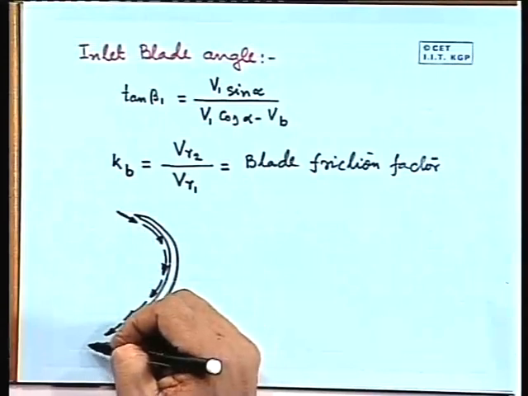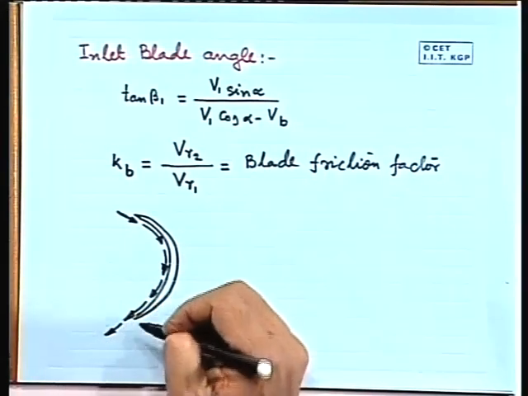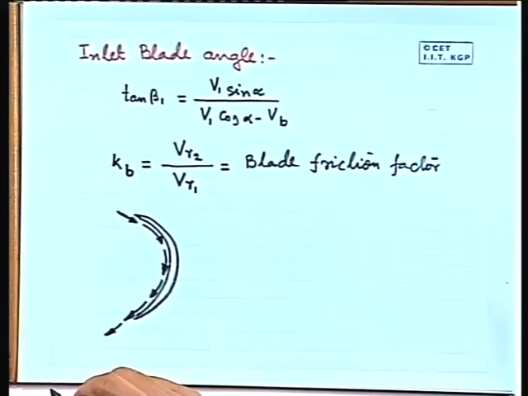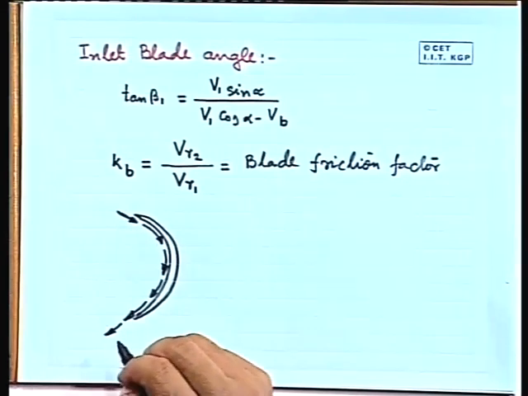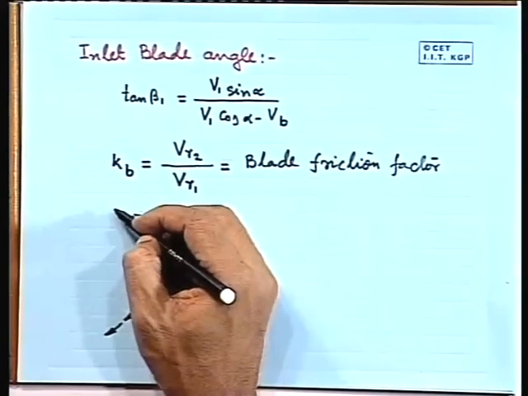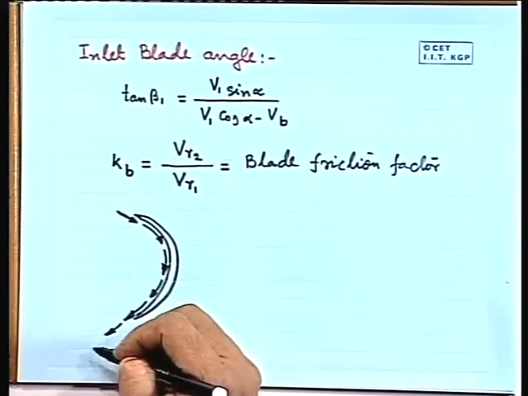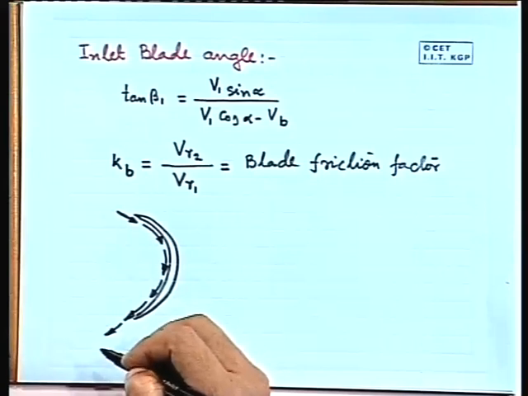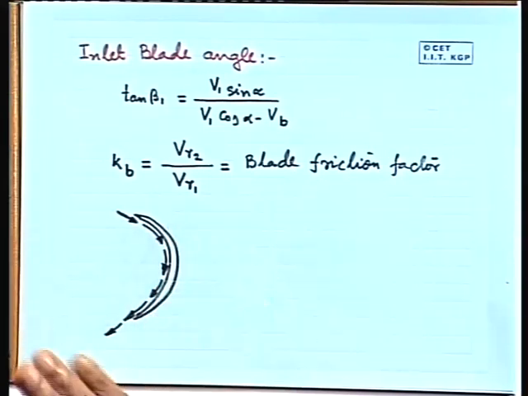So, the velocity at the inlet and outlet can be different only if there is frictional dissipation, otherwise there will not be any change in velocity. Or in other words, the relative velocity Vr1 will be equal to Vr2 if there is no friction in the blade passage or the blade passage is smooth. If there is friction in the blade passage, then Vr1 is not equal to Vr2. In general, there can be some friction.